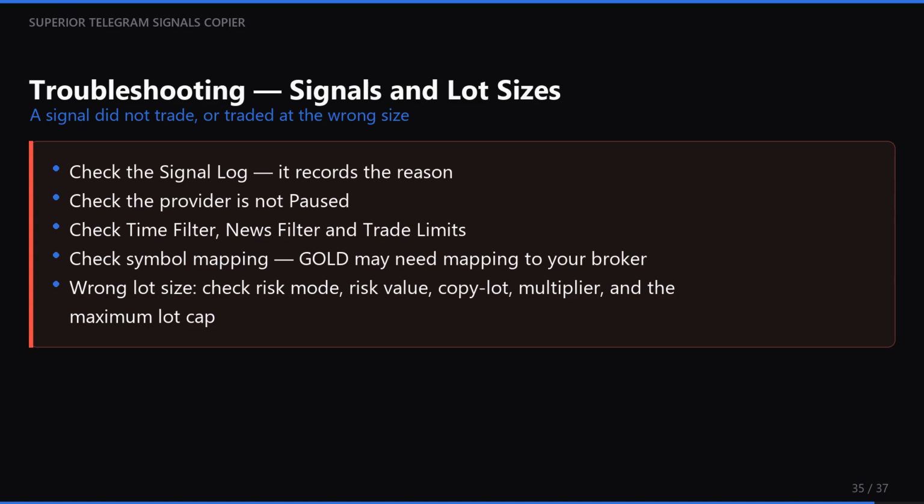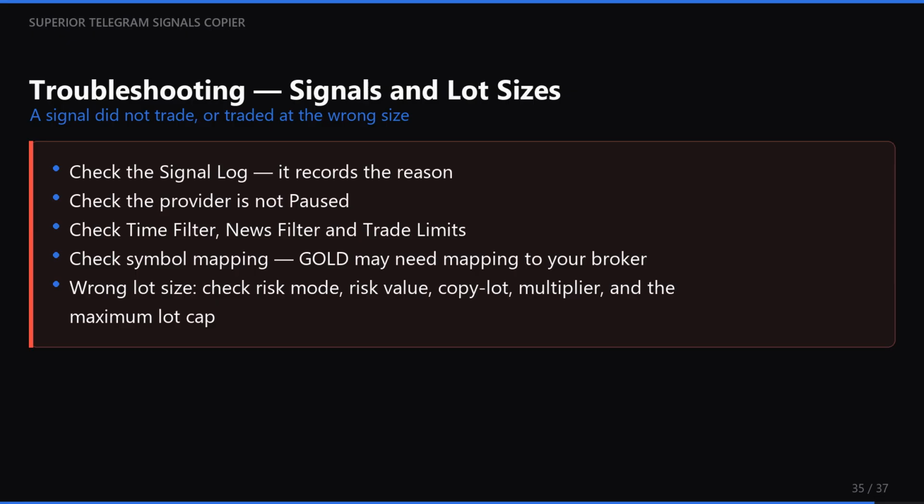If a signal does not produce a trade at all, check the signal log first, because it records the reason. Then check the provider is not paused. Then check your time filter, news filter, and trade limits, because a signal can be read perfectly and still be blocked by one of those safety settings. And check your symbol settings, since a provider posting gold needs a mapping if your broker lists it under a different name.